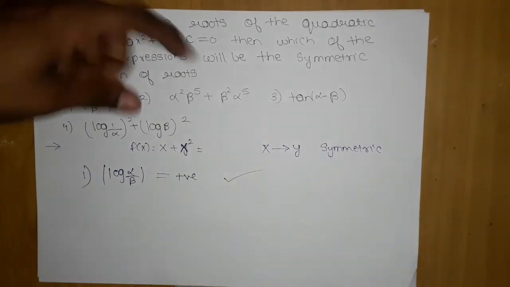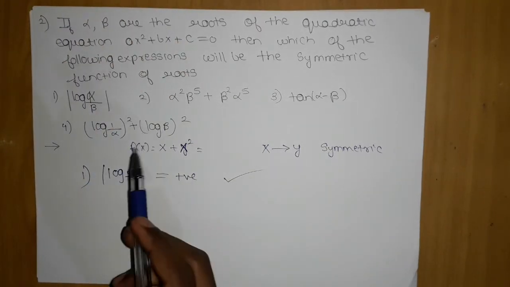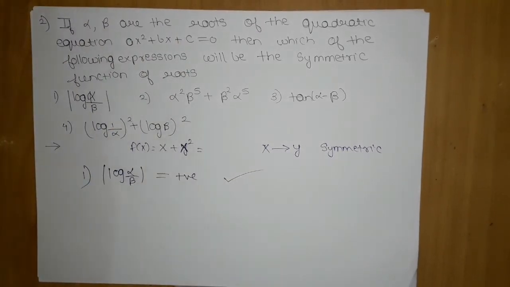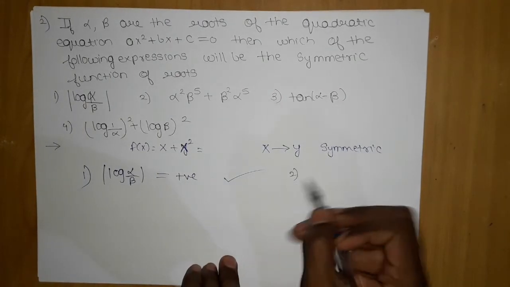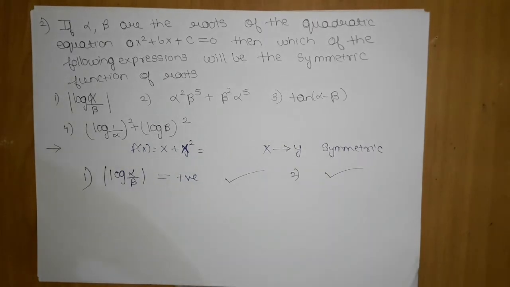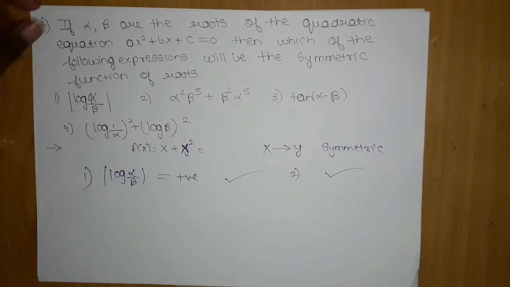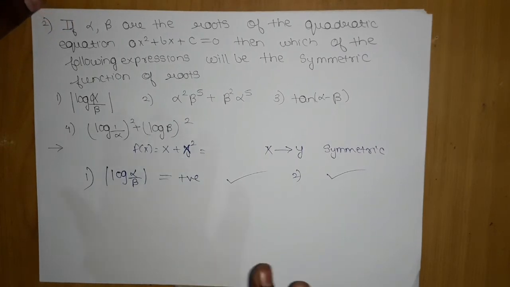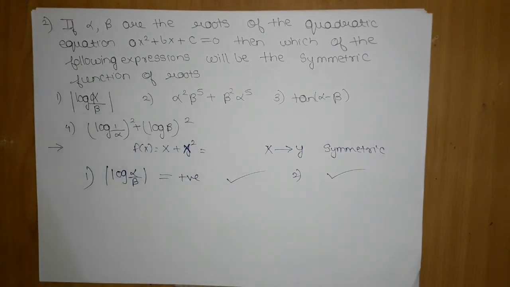Yes, it is symmetric. Now the second option, if I replace alpha by beta and beta by alpha, there is nothing much to tell. The second option you can easily predict, although for the first option you must know the knowledge of modulus. Now the second is also correct. Now the third, you can easily identify that this will not be the answer. Why? Because alpha minus beta and beta minus alpha have different meanings, so you cannot compare them. So it is not a symmetric function.